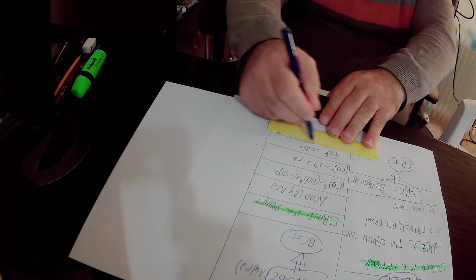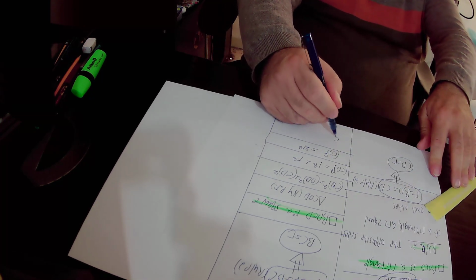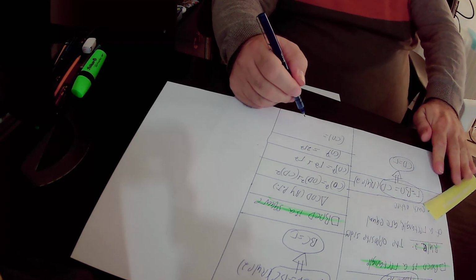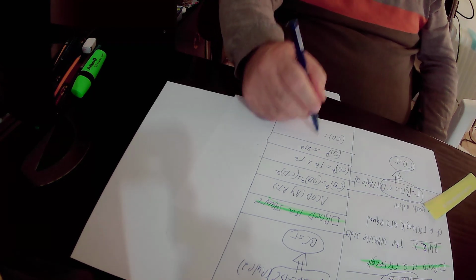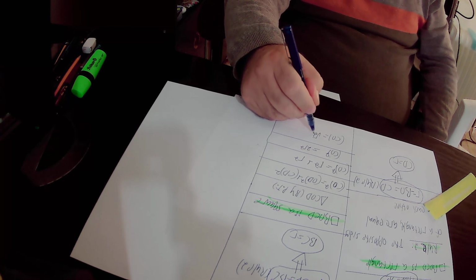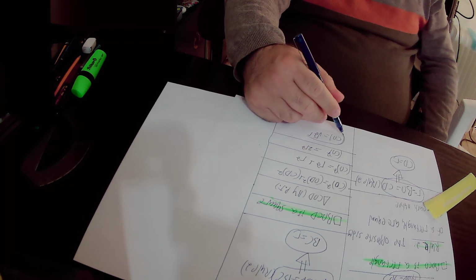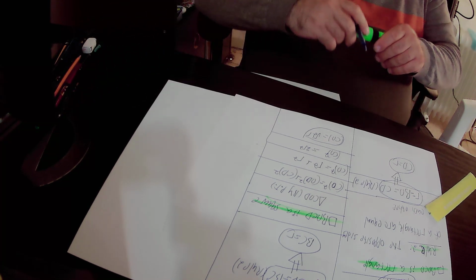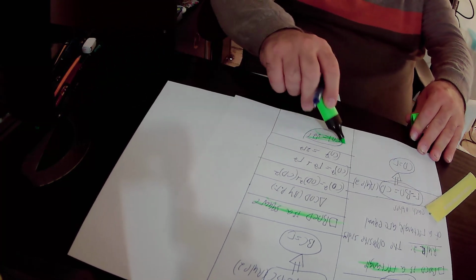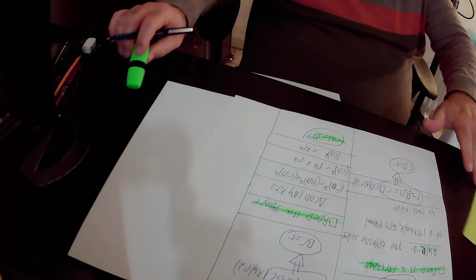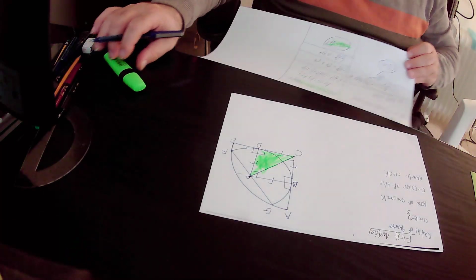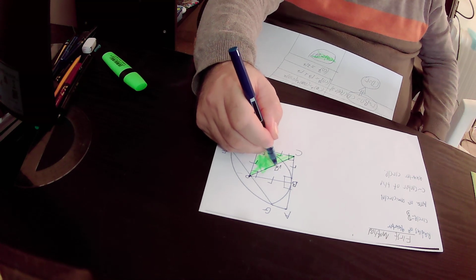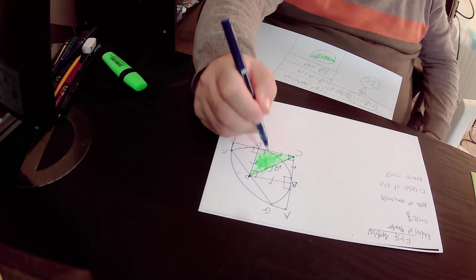Here we take a root of this equation and we get that CO, the diagonal of the square, equals square root of 2 times R. Square root of 2 times R. So here, CO equals square root of 2 times R.